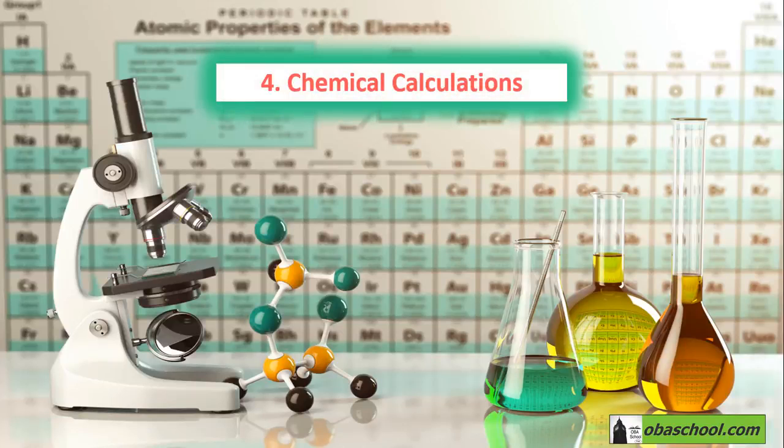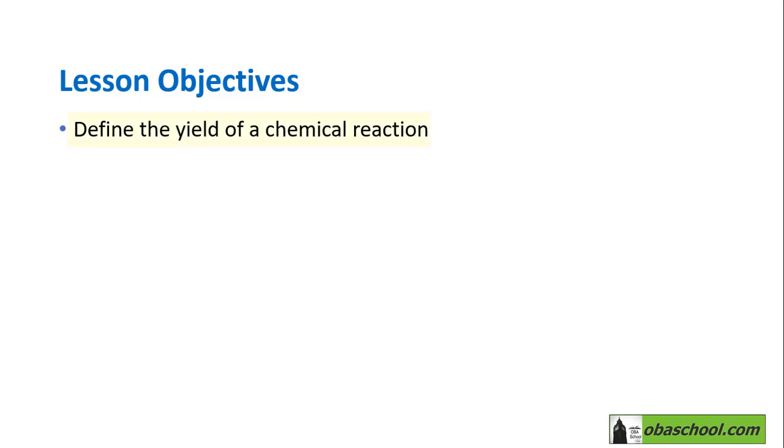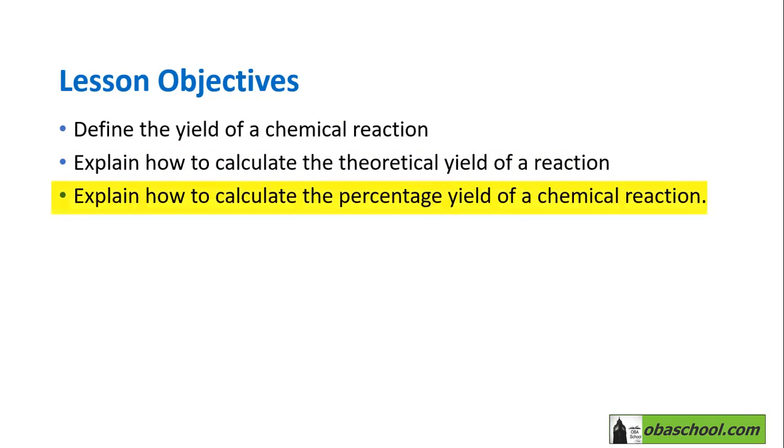Welcome back to Chapter 4, Chemical Calculations, Section 4.4, the yield of a chemical reaction. By the end of this tutorial, you will be able to define the yield of a chemical reaction, explain how to calculate the theoretical yield of a reaction, and finally, explain how to calculate the percentage yield of a chemical reaction.